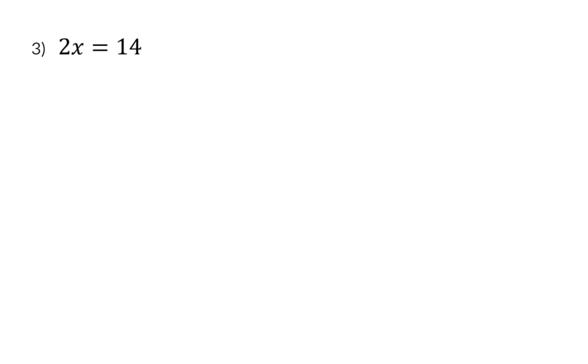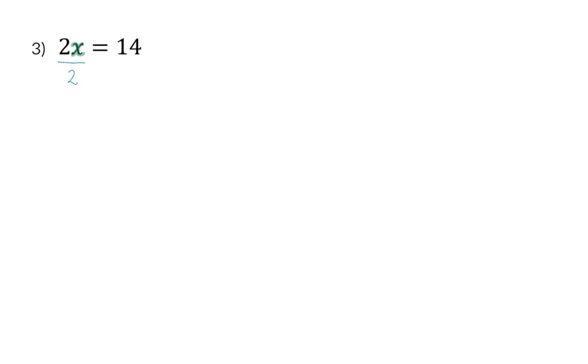In example 3, if I want to get x alone, it means I need to get rid of the 2 in front. So again, it's important for you to know that 2x means 2 times x. So to get rid of the times by 2 on the left-hand side, I will do the inverse calculation, which means I will have to divide by 2.